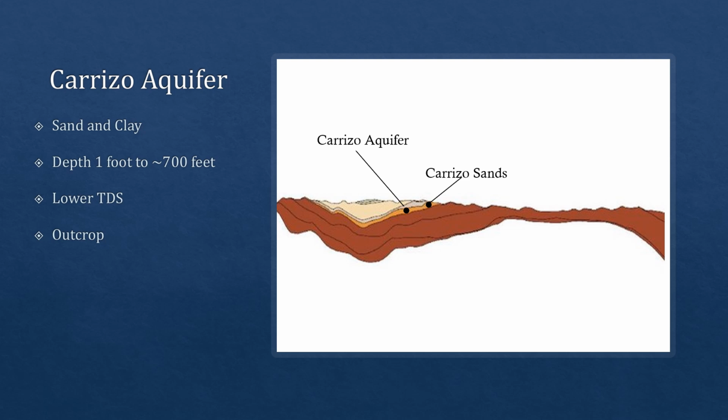The outcrop region, also referred to as recharge zones, are where the Carrizo sands are exposed at the surface. Rainwater infiltrates these zones, replenishing the aquifer, helping to sustain groundwater levels to ensure the aquifer's long-term viability. Protecting these areas is essential to prevent contamination and over-extraction, which could degrade water quality and reduce availability.